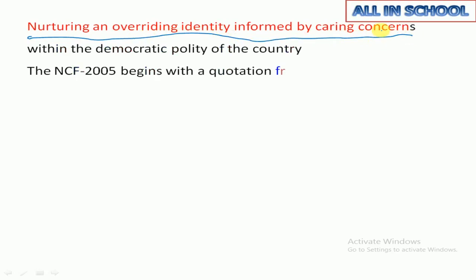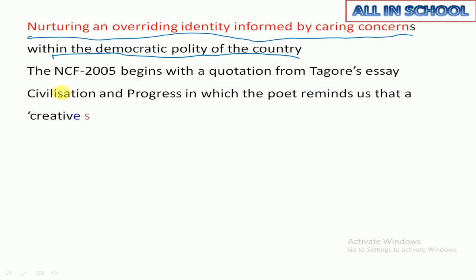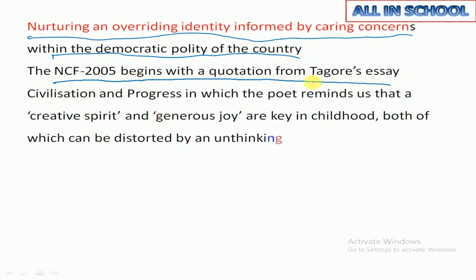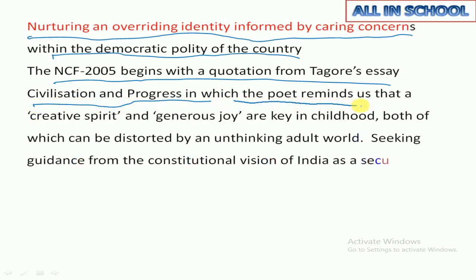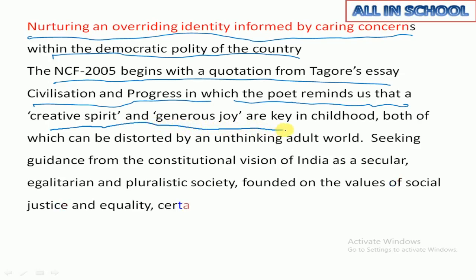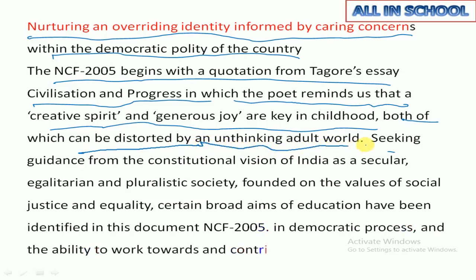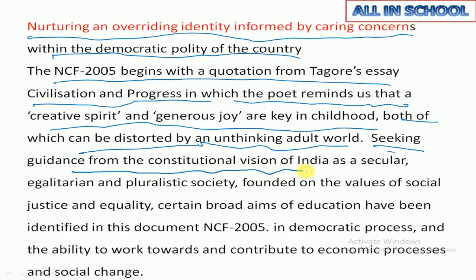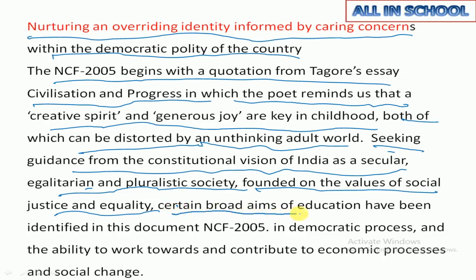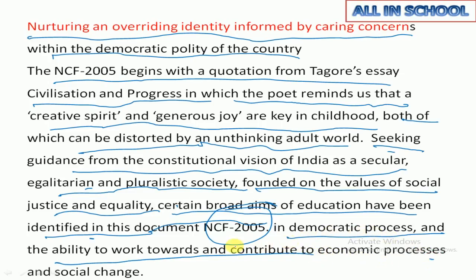Next point is nurturing an overriding identity informed by caring concerns. Within the democratic polity of the country, the NCF 2005 begins with a quotation from Tagore's essay Civilization and Progress, in which the poet reminds us that a creative spirit and a generous joy are key in childhood, both of which can be destroyed by an unthinking adult world. Seeking guidance from the constitutional vision of India as a secular, egalitarian, and pluralistic society founded on the values of social justice and equality, certain broad aims of education have been identified in this document, NCF 2005, in democratic process and the ability to work towards and contribute to economic progress and social change.